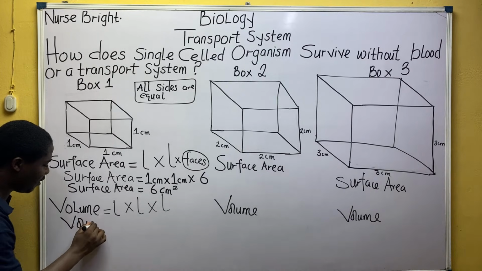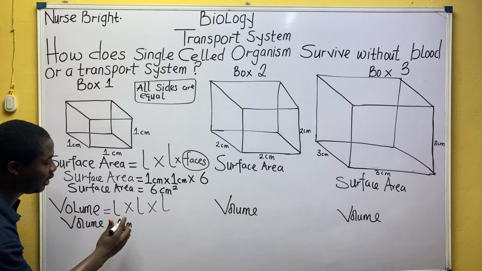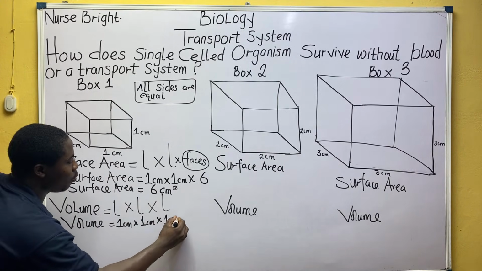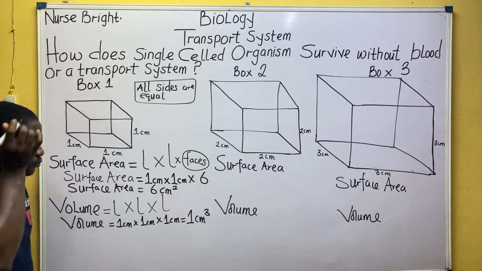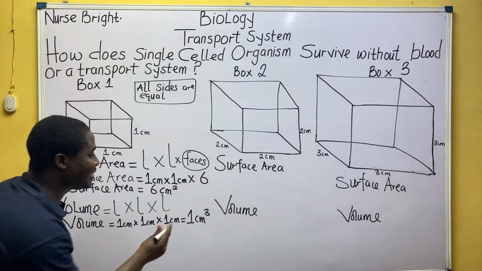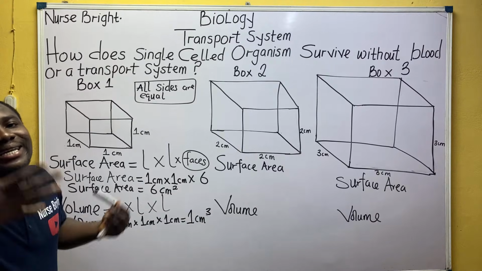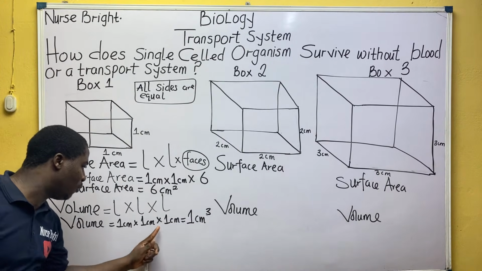To get volume is very easy. We just say 1 centimeter, because volume is L times L times L. So 1 centimeter times another 1 centimeter times 1 centimeter. So what becomes the answer? 1 centimeter cube. Yes, guys, do you understand? It's going to be cubed, that's 3.